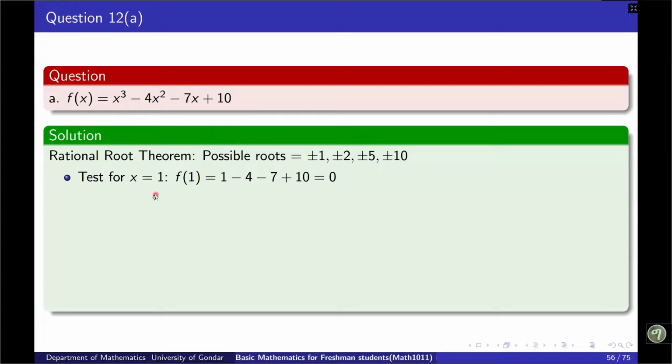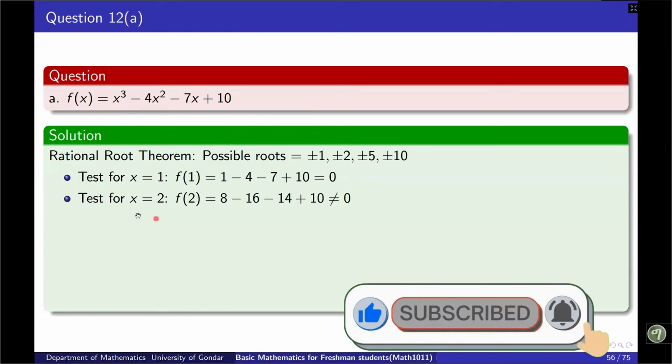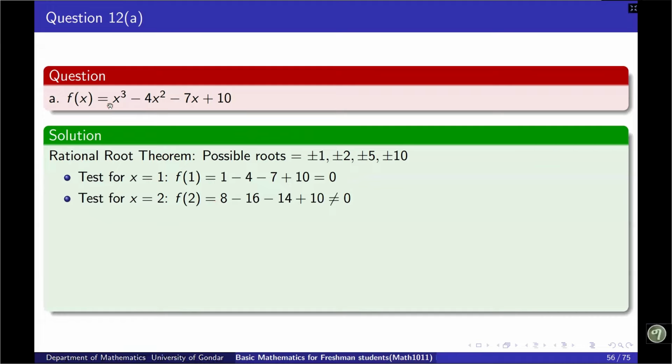For example, if we test for x equal to 1, f of 1 is equal to 1 minus 4 minus 7 plus 10, which is equal to 0. So one of the rational roots of this polynomial function is 1. Then in order to find the others, if you take 2, for example, f of 2 is equal to 2 to the power of 3, which is 8, minus 4 times 2 squared, that is 16, minus 14 plus 10, which is different from 0, so 2 cannot be a zero of this polynomial function.